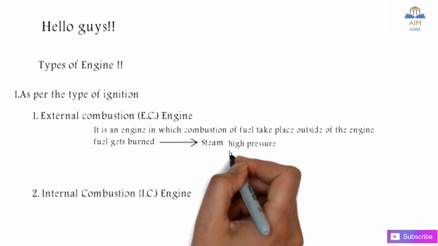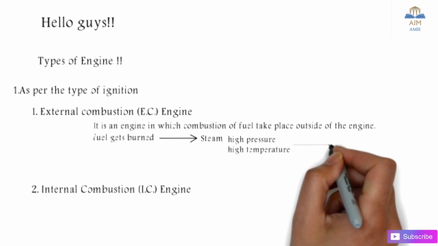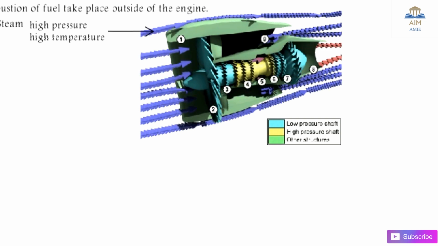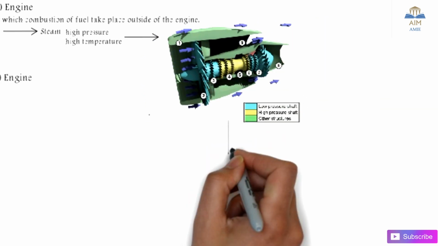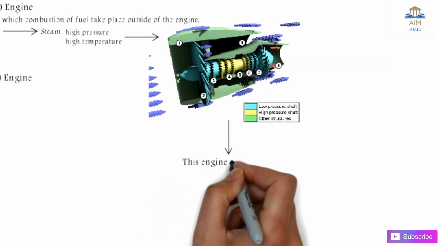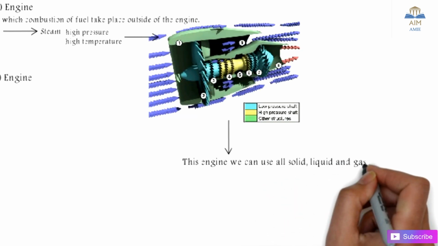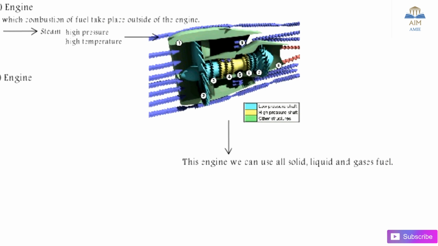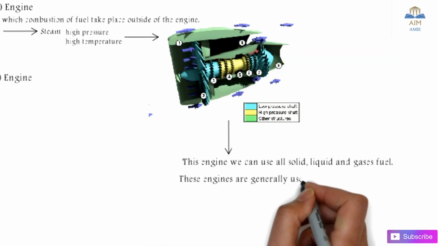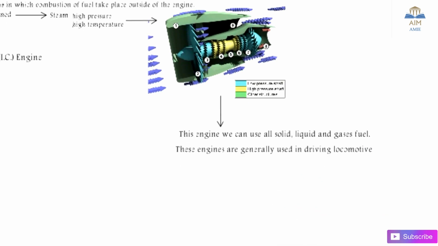Then this high pressurized steam gets passed through a particular turbine, which produces the power. So guys, in the external combustion engine, we can use all types of fuels, such as solid, liquid and gaseous fuels. These engines are generally used in driving locomotives, such as railroads, and ships as well.